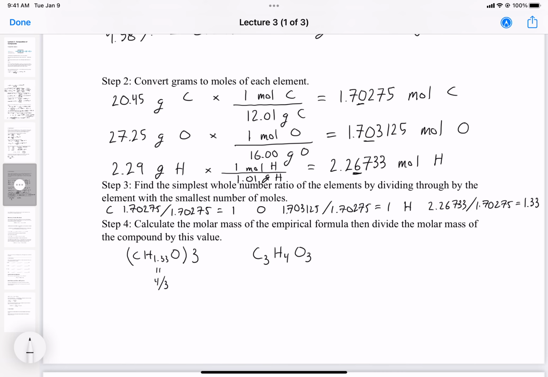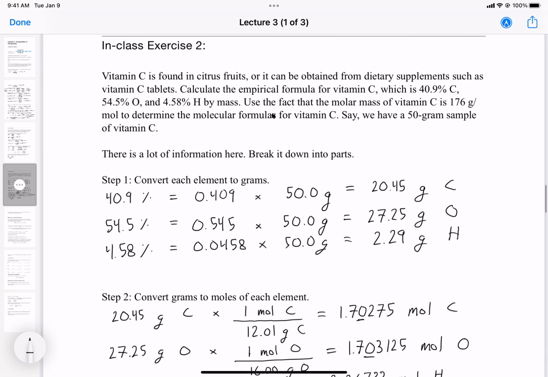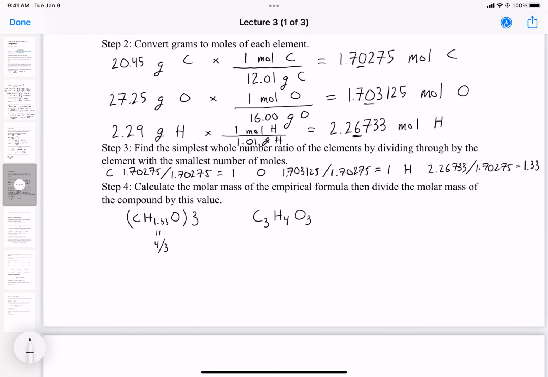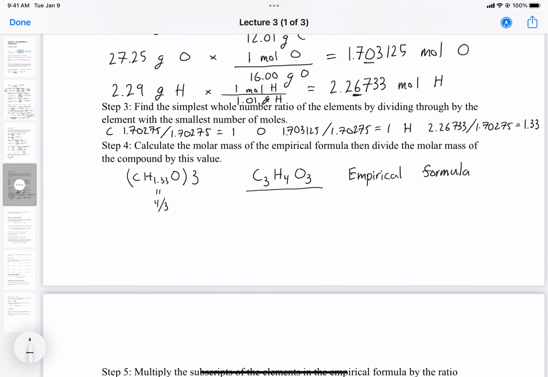Okay. So we determined the empirical formula. This is the first part of our answer. So you would highlight this, say this is my empirical formula. And then we need to find the molecular formula. So we're going to first calculate the molar mass of my empirical formula and then divide the molar mass by this value.